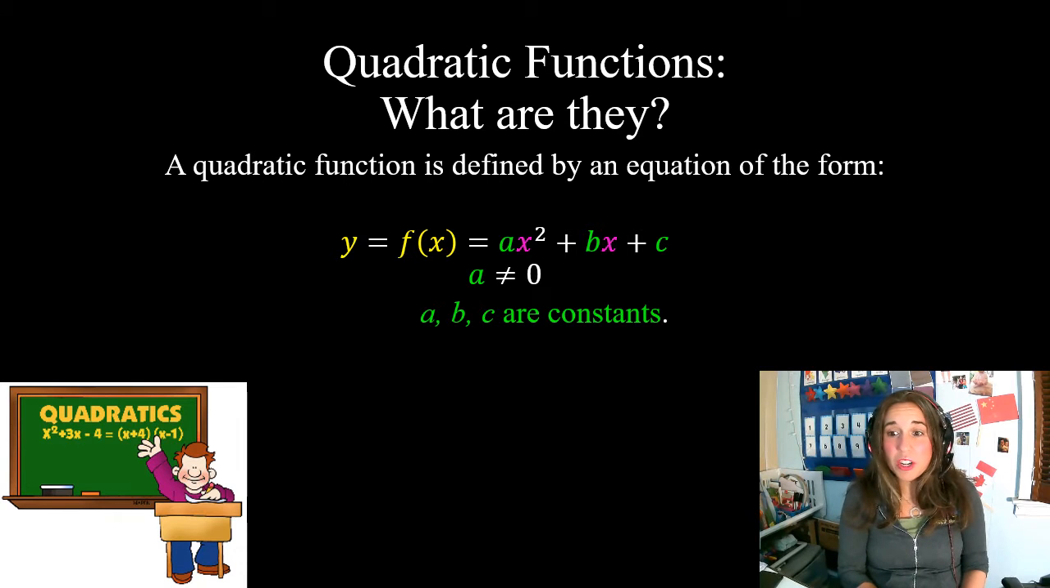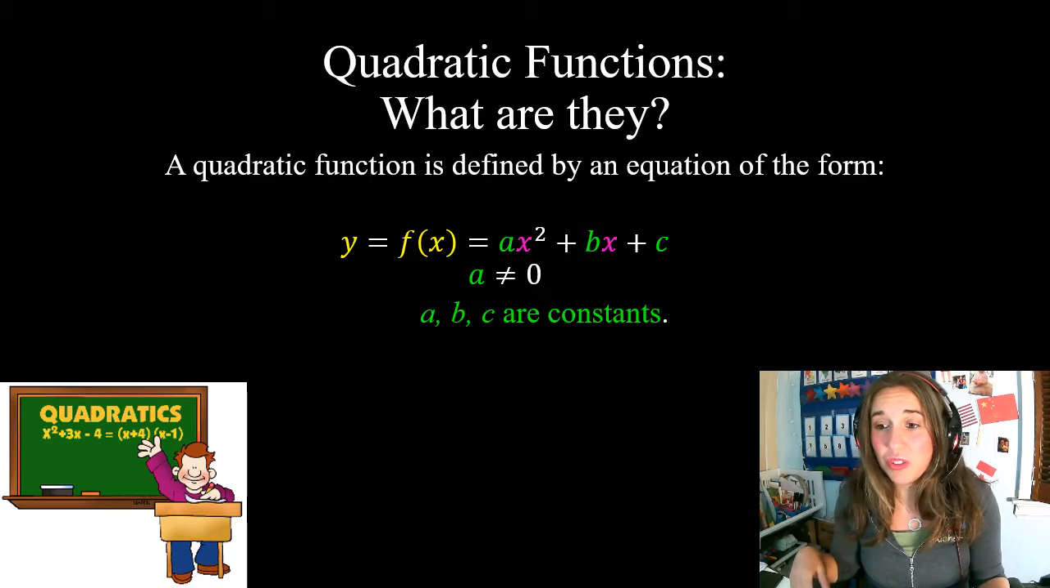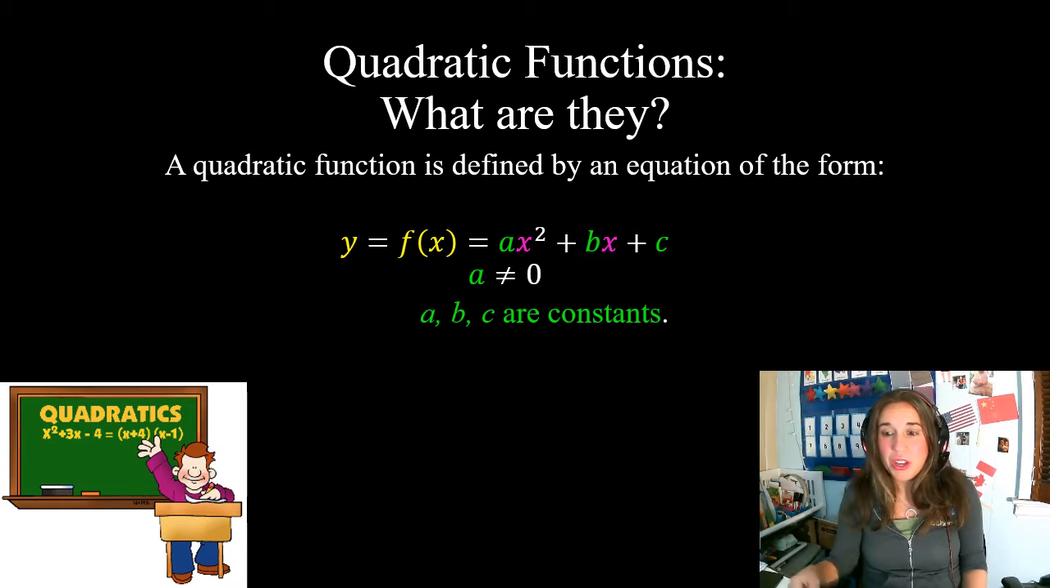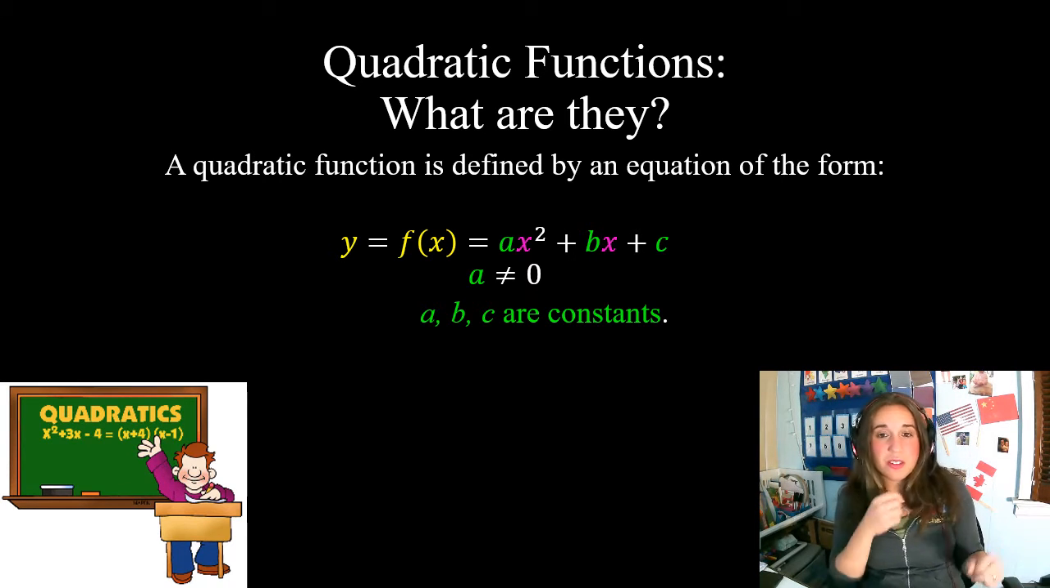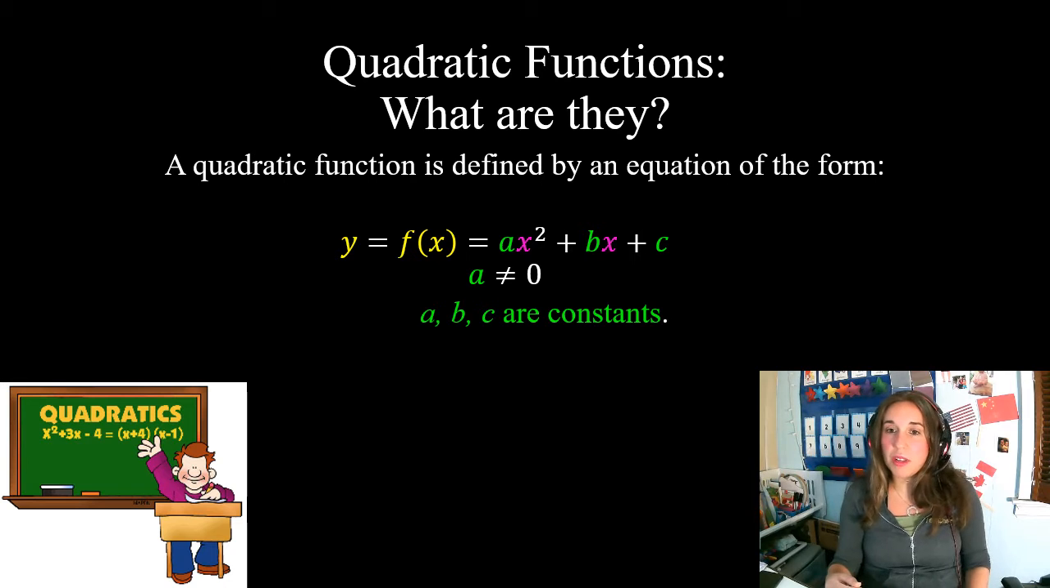So what are quadratic functions? A quadratic function is just a function of degree 2. So this is the general form. It says a quadratic function is defined by an equation of the form y equals, or f of x. And f of x is just a fancy way to say function of x, okay? ax squared plus bx plus c.